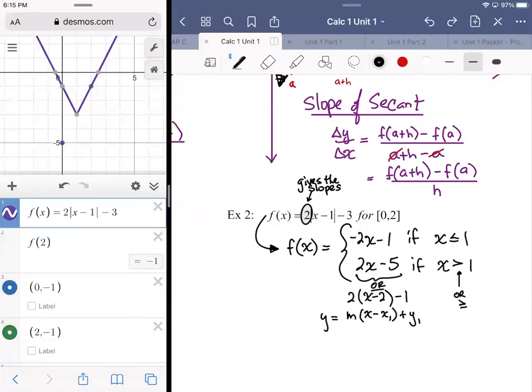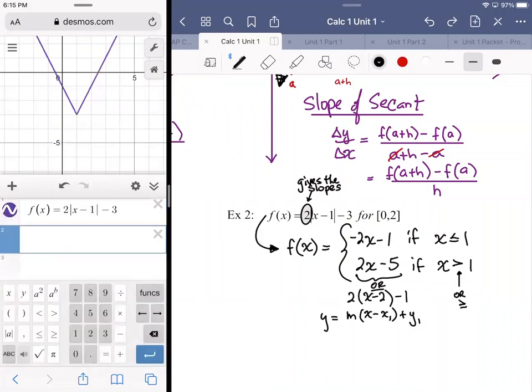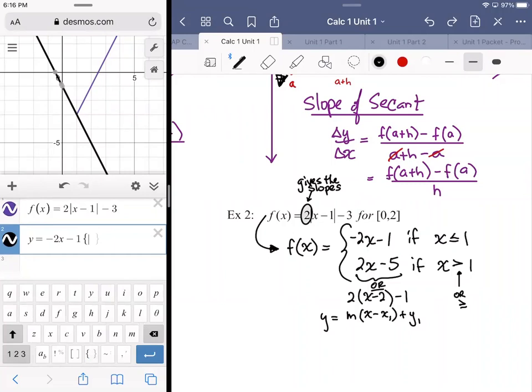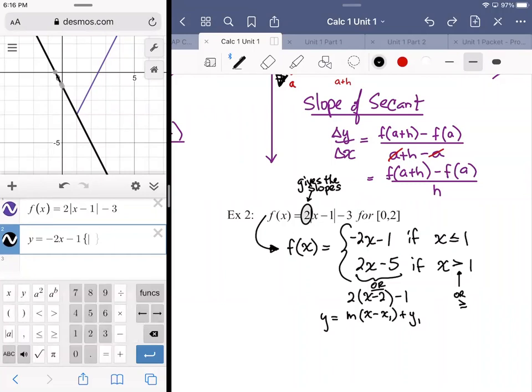And I'll just show you really quickly. If I type in each piece separately in Desmos, you have to do it that way. It's annoying, but it is what it is. Y equals -2x minus 1. See, it maps directly over the left piece of the absolute value function. And then open a squiggly bracket and then stipulate the domain x less than or equal to 1.